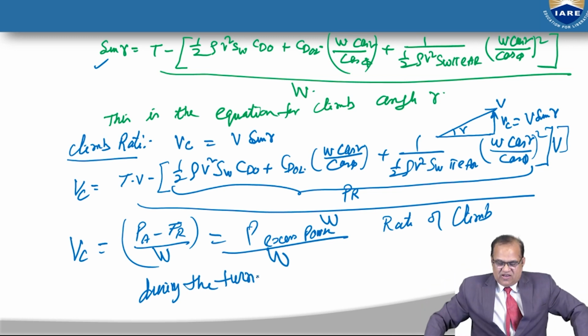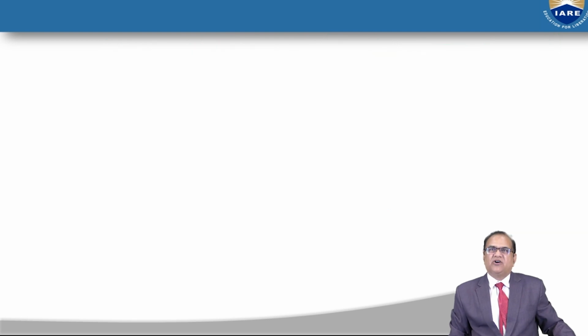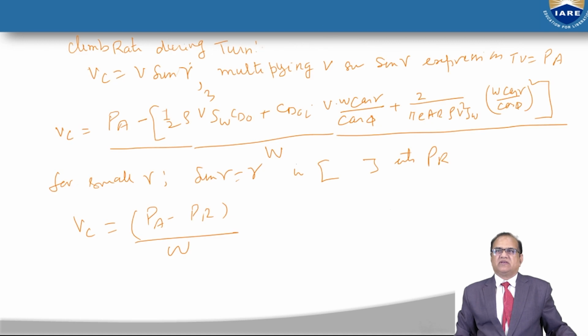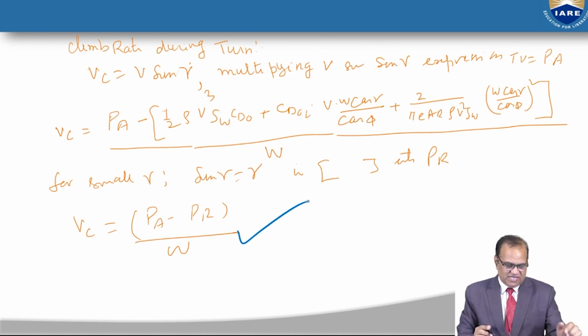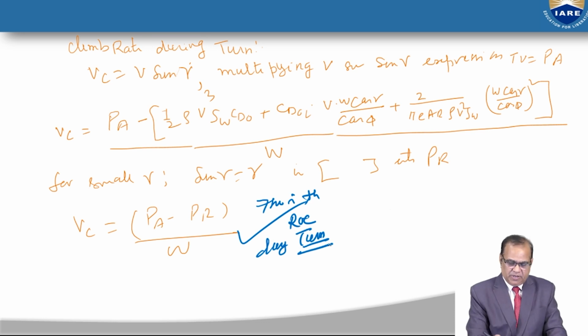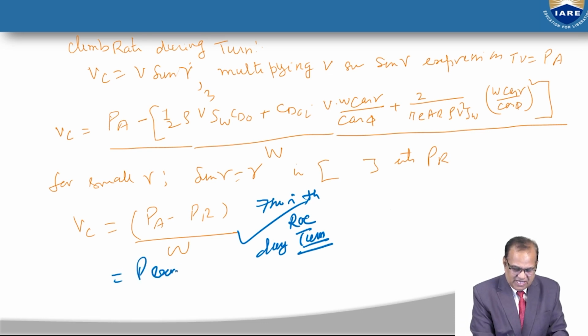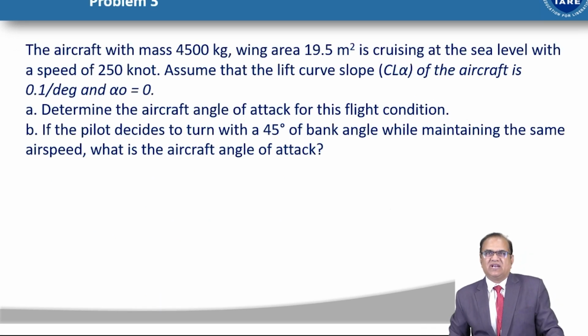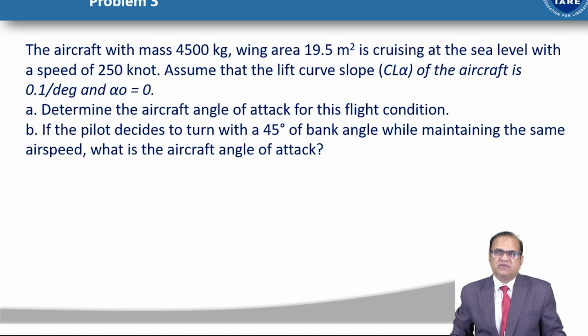So hope it is very well clear, and I have done with this. We got the same equation here. This is the rate of climb during turn, and it is called the P excess divided by weight. So I will just skip this here.